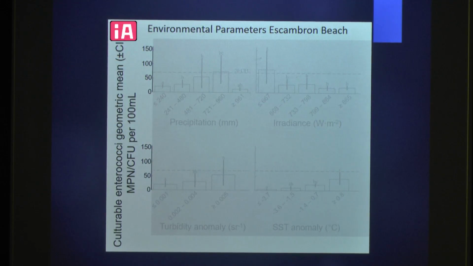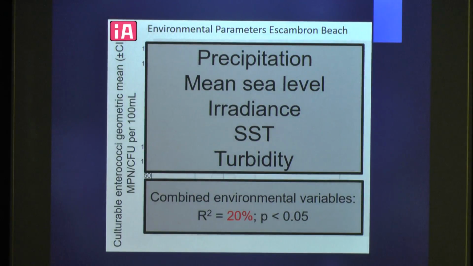After looking into all of these environmental variables individually, I put all of them into the AIC selection model. And this model identified these 5 variables shown here: precipitation, mean sea level, irradiance, sea surface temperature, and turbidity as the most important ones. The combined environmental variables were able to significantly explain 20% of that variability. The missing 80% could be more related to human activities and infrastructure in the area that are influencing the concentration of the bacteria for Escambron Beach.